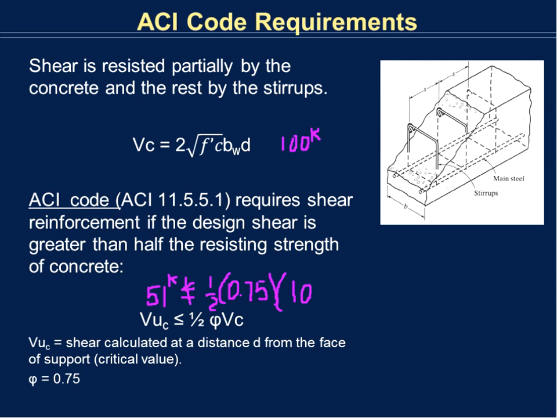And if our concrete can handle 100 kips of force, as you can see for this particular example, if you're trying to apply 51 kips of shear force, or the supports are resisting 51 kips or more of shear, or as a reaction, then that means you must provide stirrups. Typically, for most of our applications, that's exactly what we need to do. We often apply stirrups because we typically have high enough shear loads or reactions that meet this requirement.